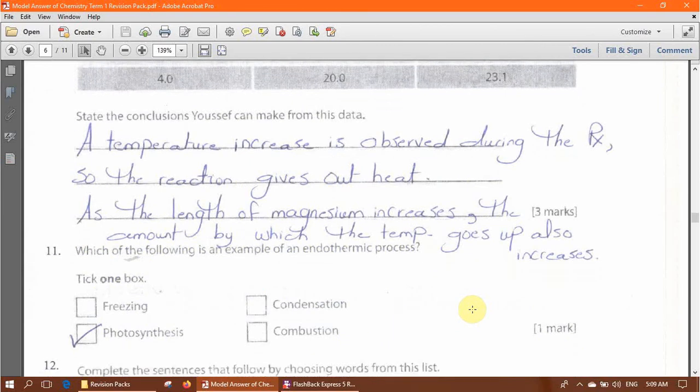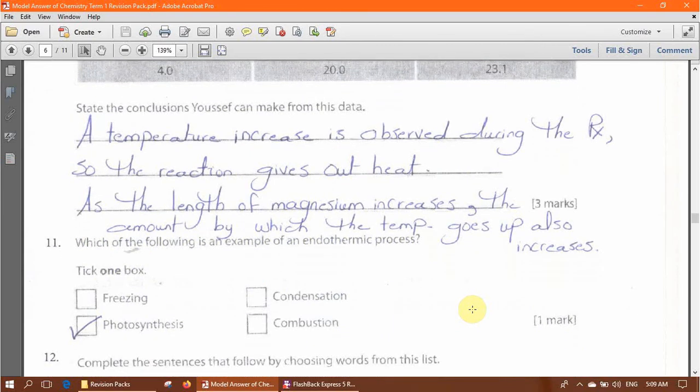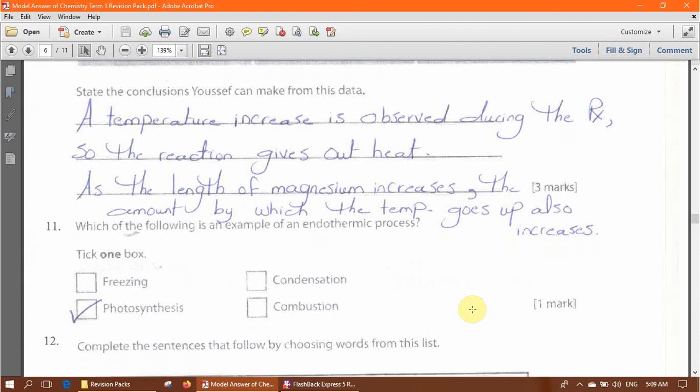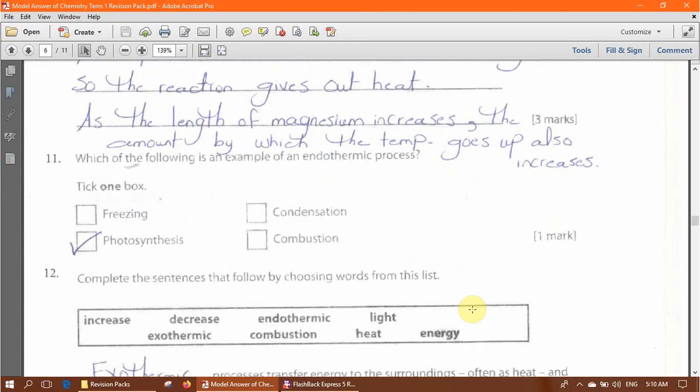Okay, which of the following is an endothermic process? It's photosynthesis process. Photosynthesis means it's endothermic because the plants absorb, take in sunlight energy. Okay, freezing and condensation are exothermic. Also combustion, which is burning, it's exothermic. It gives out heat more than it takes. Okay, in freezing and condensation, remember the rule X, Y, Z. So exothermic, an example of it is freezing, and freezing is like condensation.